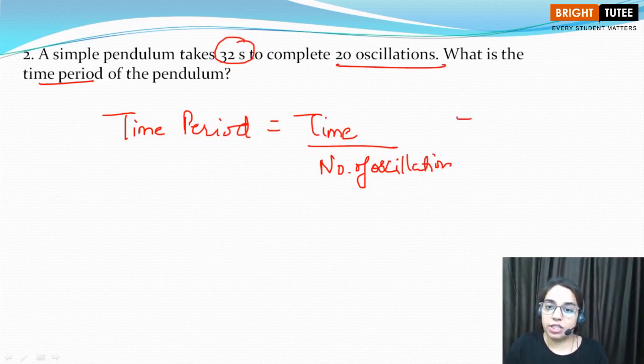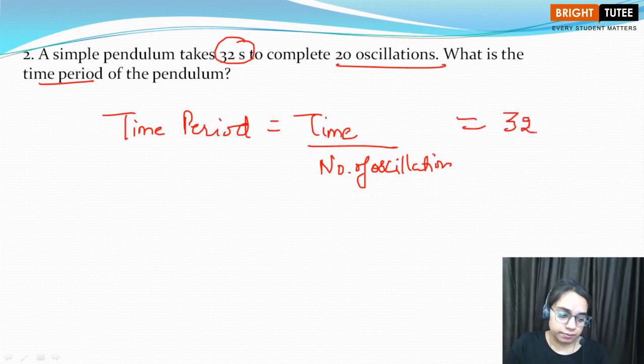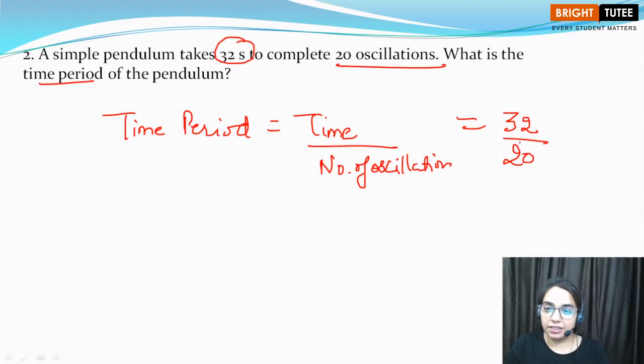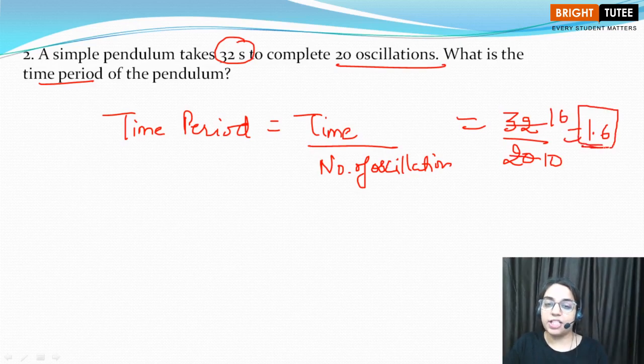So it is taking 32 seconds. 32 divided by 20. So it is 1.6. So the time period is 1.6 seconds. This is the answer to this question.